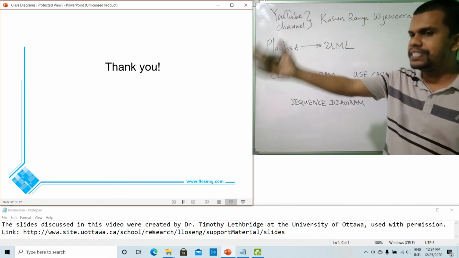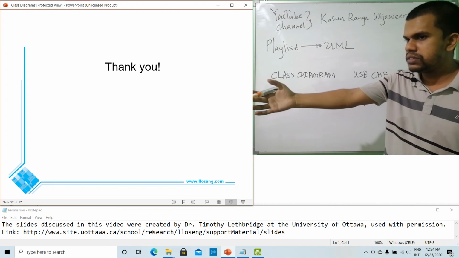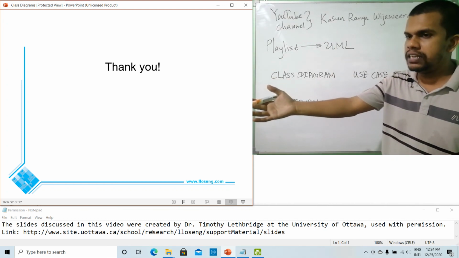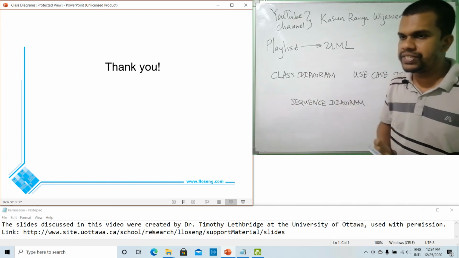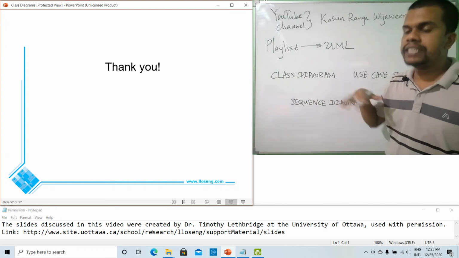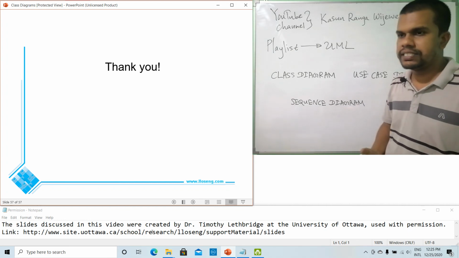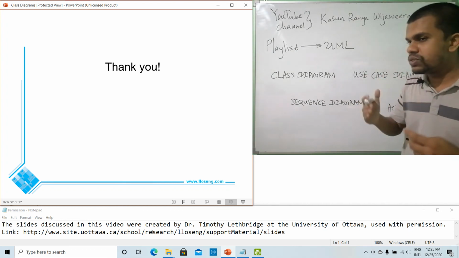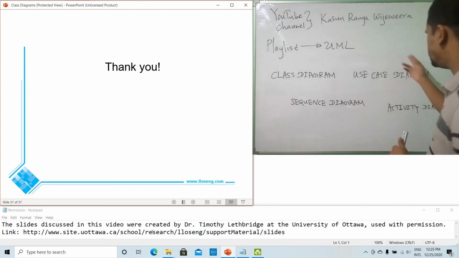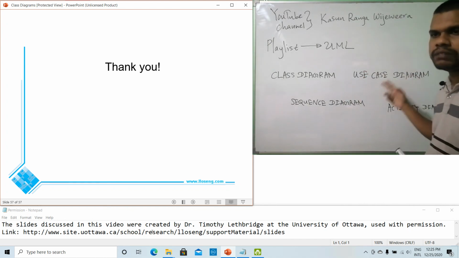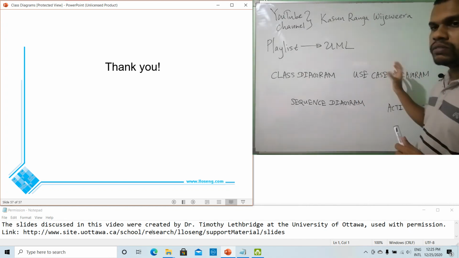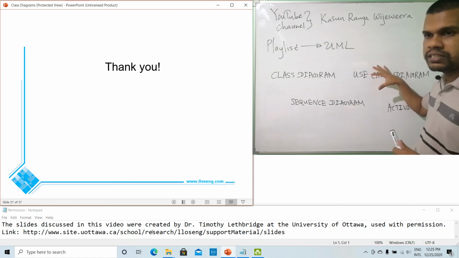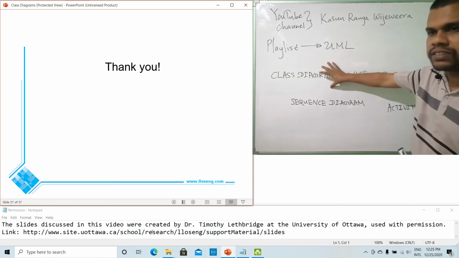A student registers for a particular course. A lecturer uploads a material to the information system. A registrar enters the grades of the students. Those are the interactions, and you can model them using use case diagrams. Here we can clearly identify the requirements. And here is the structure.